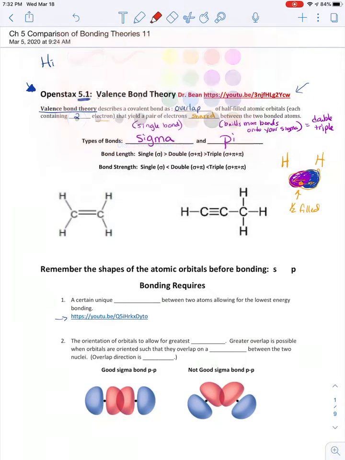So let's say we're talking about sigmas. I'm going to make sigma's color be red-ish. So here's our sigma color. This is sigma, this is sigma, this is sigma, this is sigma, and this one looks like it's between, so I'm going to call that one sigma. So this one has 5 sigma bonds. And then over here, 1, 2, 3, 4, 5, 6. That's 6 sigma bonds.